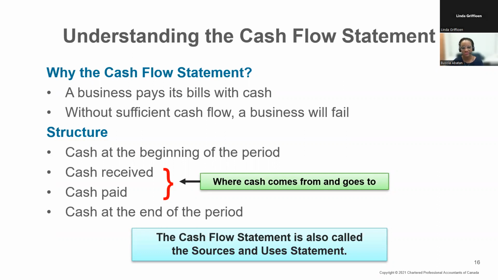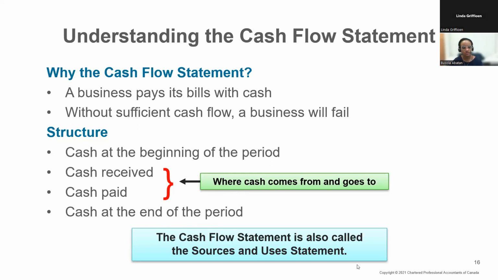Now, cash flow is very important to a business. A business requires cash to pay for its expenses. Without sufficient cash flow, of course, we know that a business is going to fail. So the role of the cash flow statement is to show a business where its cash comes from and where it goes to. The cash flow statement shows the cash received during the period, as well as the cash paid out during the period. And it also shows the cash at the beginning of the period, as well as the cash at the end of the period. So looking at this structure here, you can see the cash at the beginning of the period, and then where the cash goes, which is the cash received and paid, and then the cash at the end of the period.